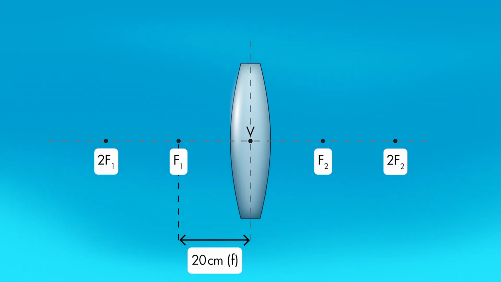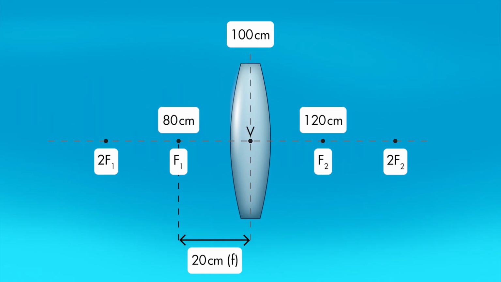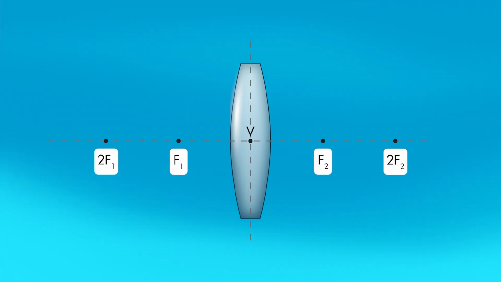Now that we know the focal length, we can determine the other values needed to set up a ray diagram. If the lens is placed at the 100 centimeter mark, F1 would be at the 80 centimeter mark. F2 would be at the 120 centimeter mark. 2F1 would be at the 60 centimeter mark, and 2F2 would be at the 140 centimeter mark. Let's use a ray diagram to predict how the image will appear if an object is placed 2 1/2 times the focal length in front of the lens, which puts the object at 50 centimeters.